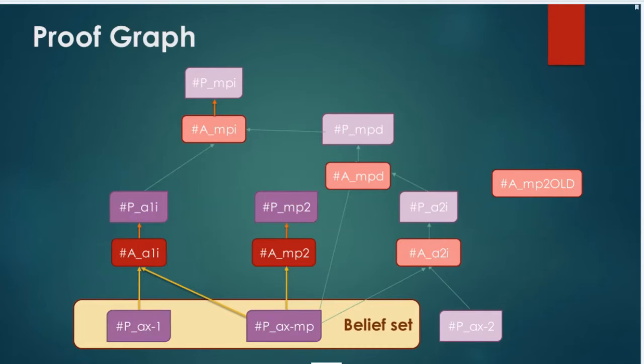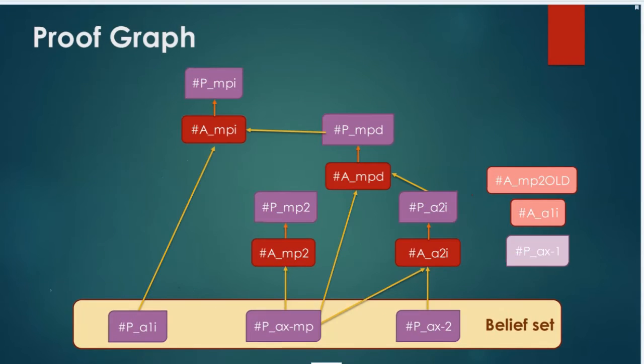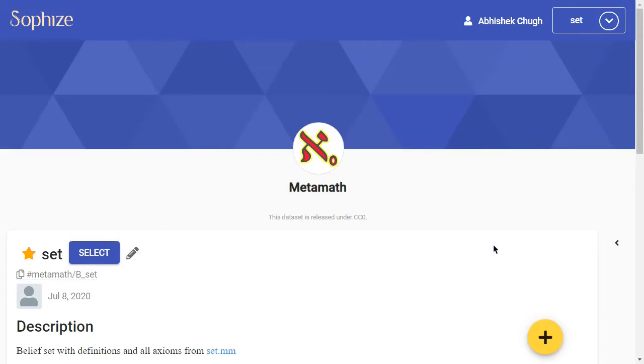I would like to note that a belief set can contain any propositions, not just the ones that we traditionally consider to be axioms. For example, let's consider the belief set where A1I is an axiom and AX1 is not. That would result in a proof graph that looks like this, and the system generates proofs based on your belief set. Now let's switch to Sophize to see all this in action.